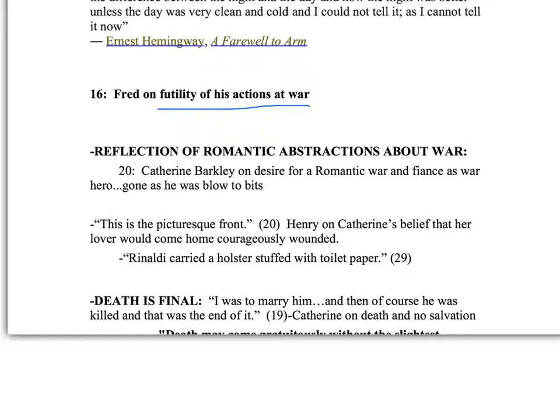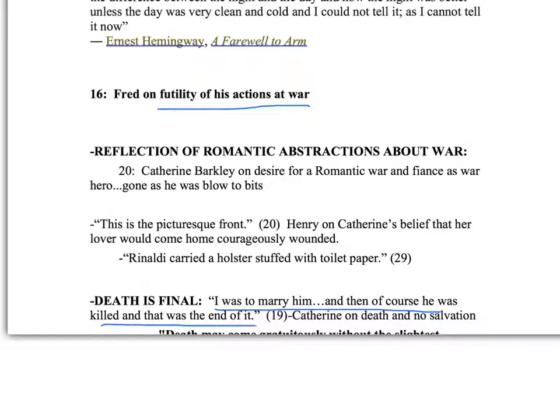And so then he finds out from Catherine that she was engaged to a British man who fought in the war, and she was hoping he'd come back with a picturesque wound. What she found out, and what led to her disillusionment and her rejection of all false abstractions about the nobility of actions at war, stem from this comment right here. "I was to marry him, and then of course he was killed, and that was the end of it."